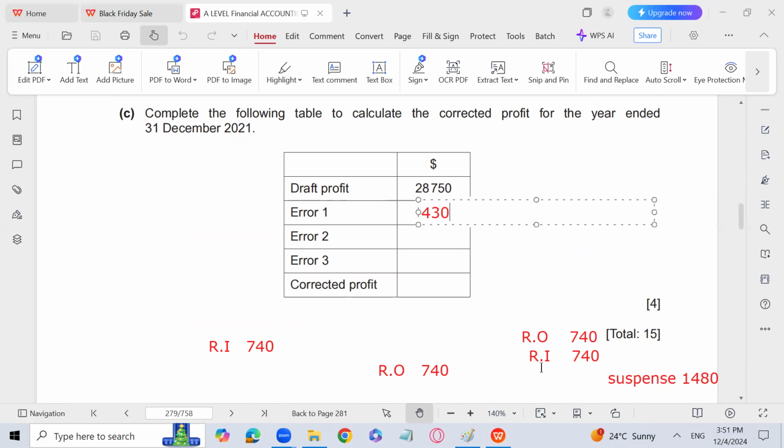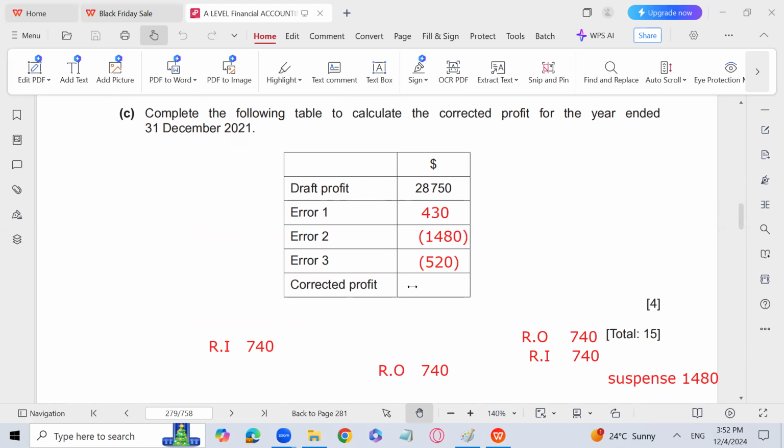Error 2 is in front of you. Return outward, return inward. So again, it is debited. So profit will decrease because the income statement account, or statement of profit and loss account, is debited. So profit will decrease by 1480. And with error 3, there was bad debts debit and suspense credit. So bad debts are debited. So again, with 520, there will be a decrease in profit.